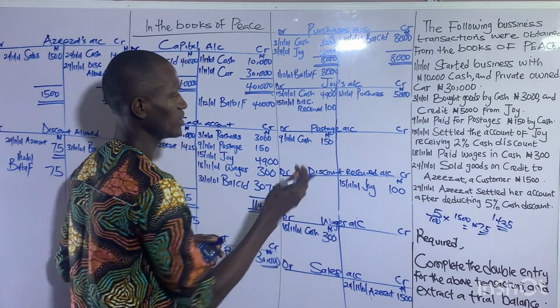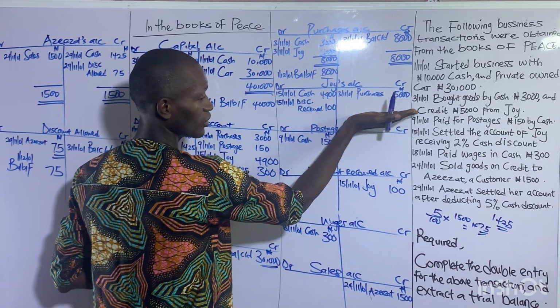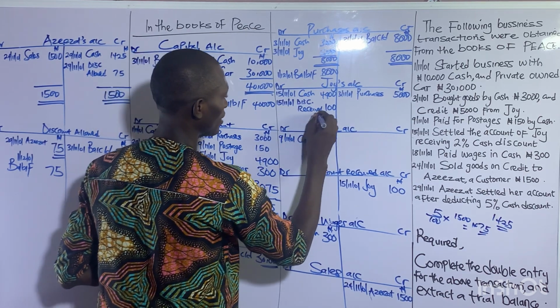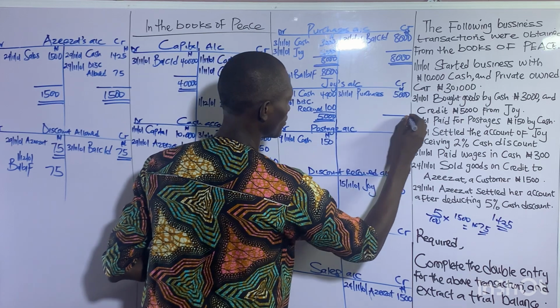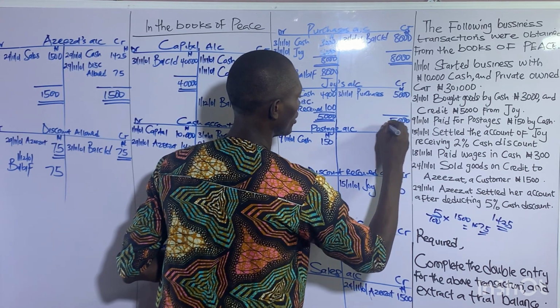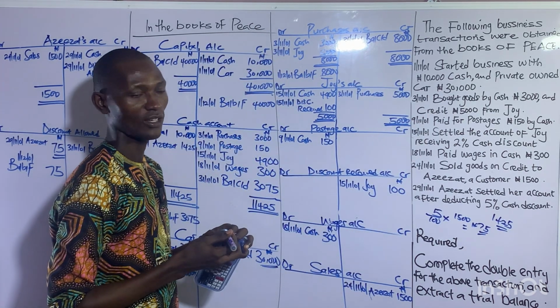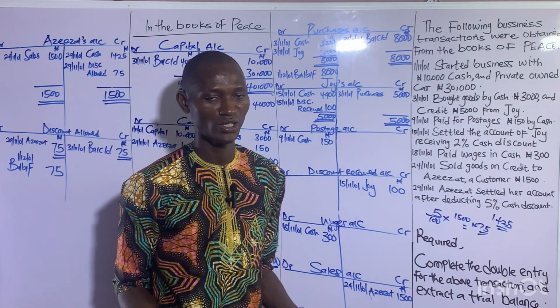Joy's account also is self-balanced. This is 5,000. Debit to 5,000. So no balance carried down, no balance brought down. So it's self-balanced. This is what we mean by self-balanced accounts. The debit side is equal to the credit side.